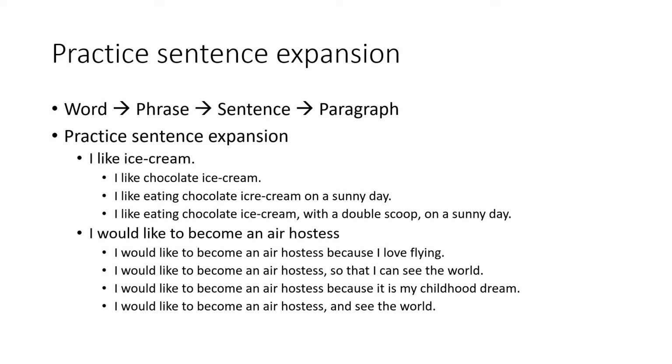I like eating chocolate ice cream on a sunny day. Now, on a sunny day is a modifier. It is giving some extra details about how you like the act of eating ice cream. So, well, you like it when it is sunny. I like eating ice cream with a double scoop on a sunny day. Now, ice cream with a double scoop, it's a special type of ice cream, on a sunny day. It's not just a single scoop, you like double scoop.